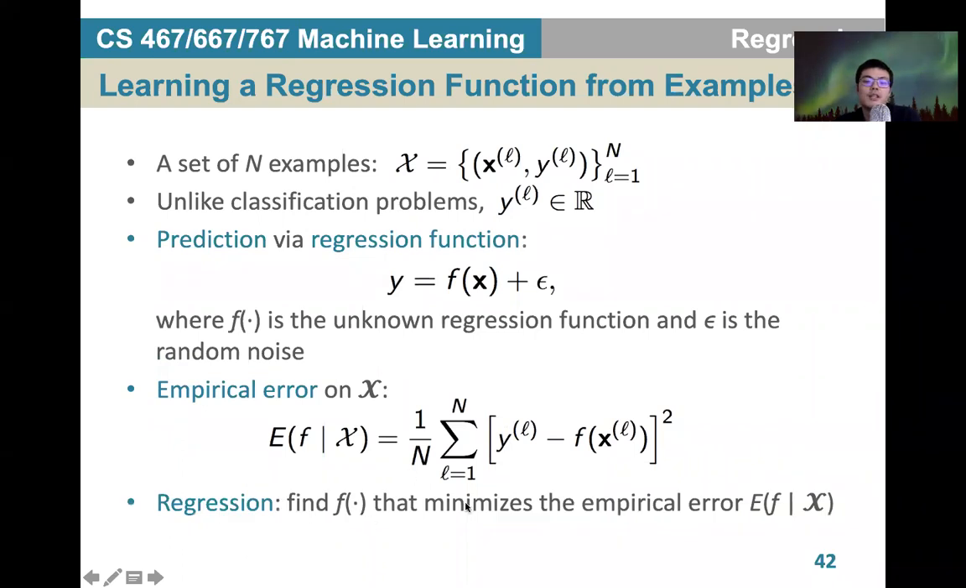And we want to find an f that minimizes error, minimizing the epsilon hidden here. This epsilon is actually in this y, the observed label.